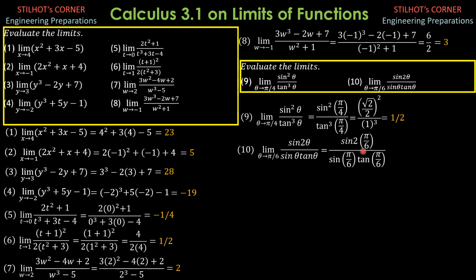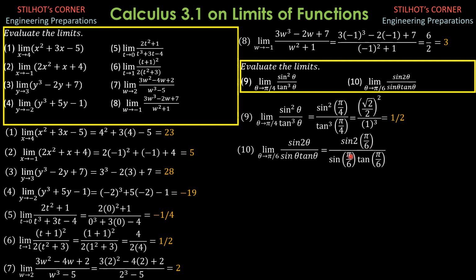Like 15 degrees, for example, you can make it sine of the quantity 45 degrees minus 30, then expand that. And as long as you know sine of 45, cosine of 45, sine of 30 degrees, cosine 30 degrees, then we can evaluate exact values of 15 degrees and multiples of 15 degrees. So sine of 2 times pi over 6 is sine of pi over 3, or sine 60, that's square root of 3 over 2.